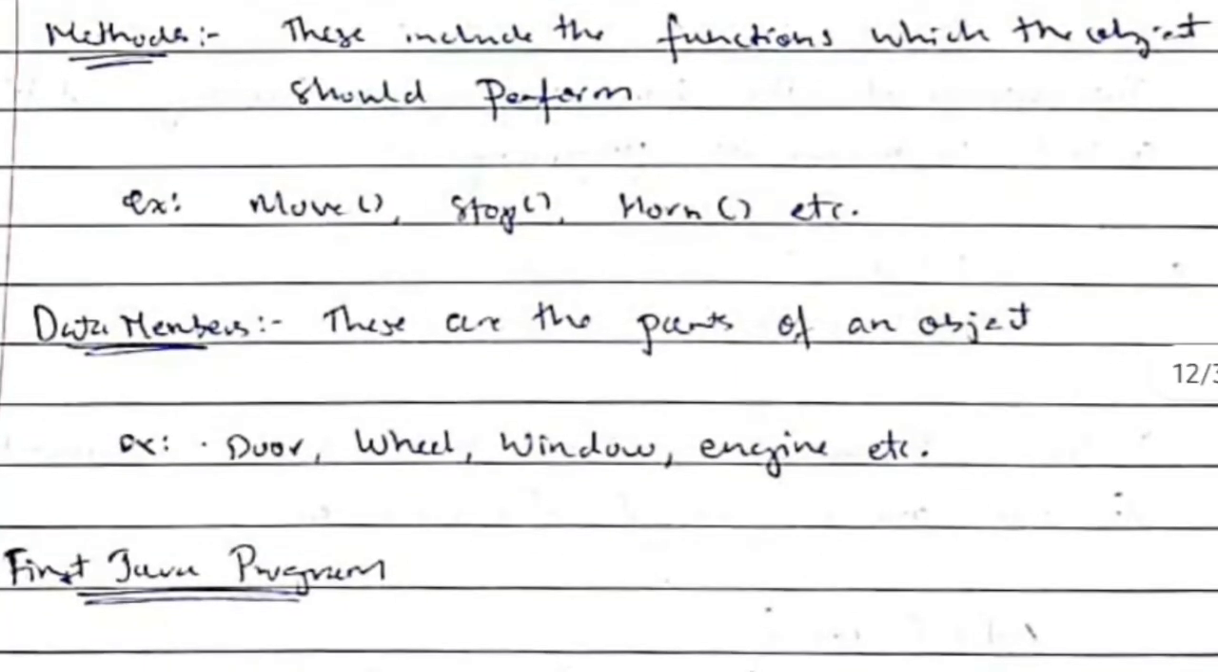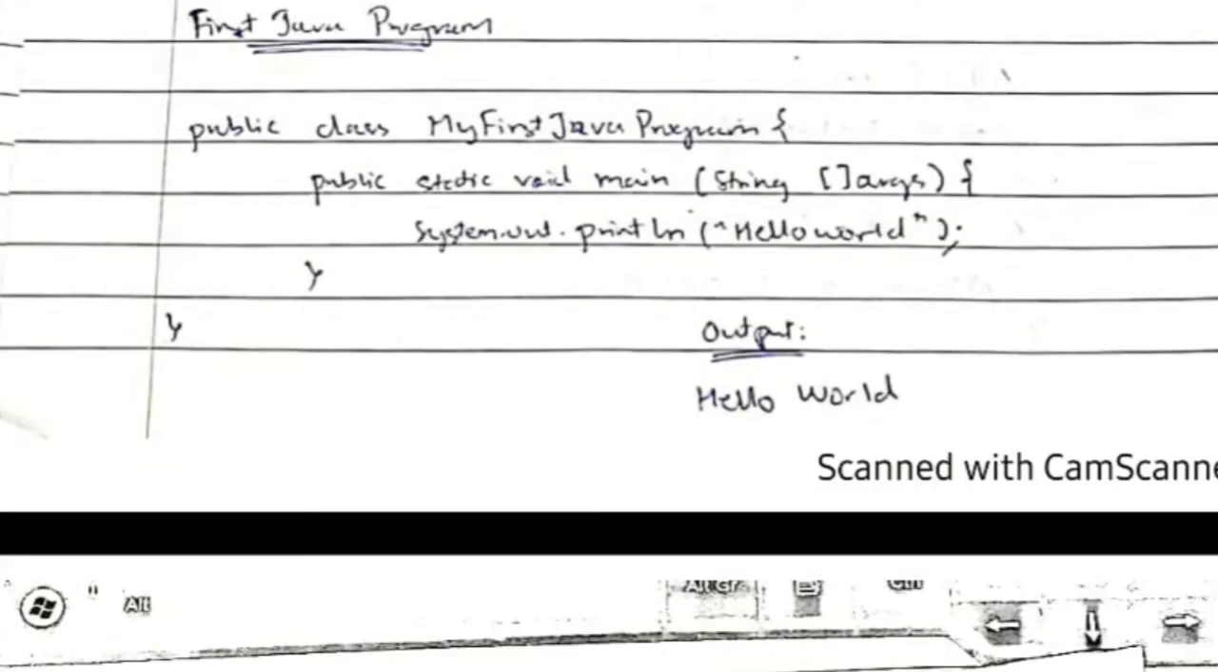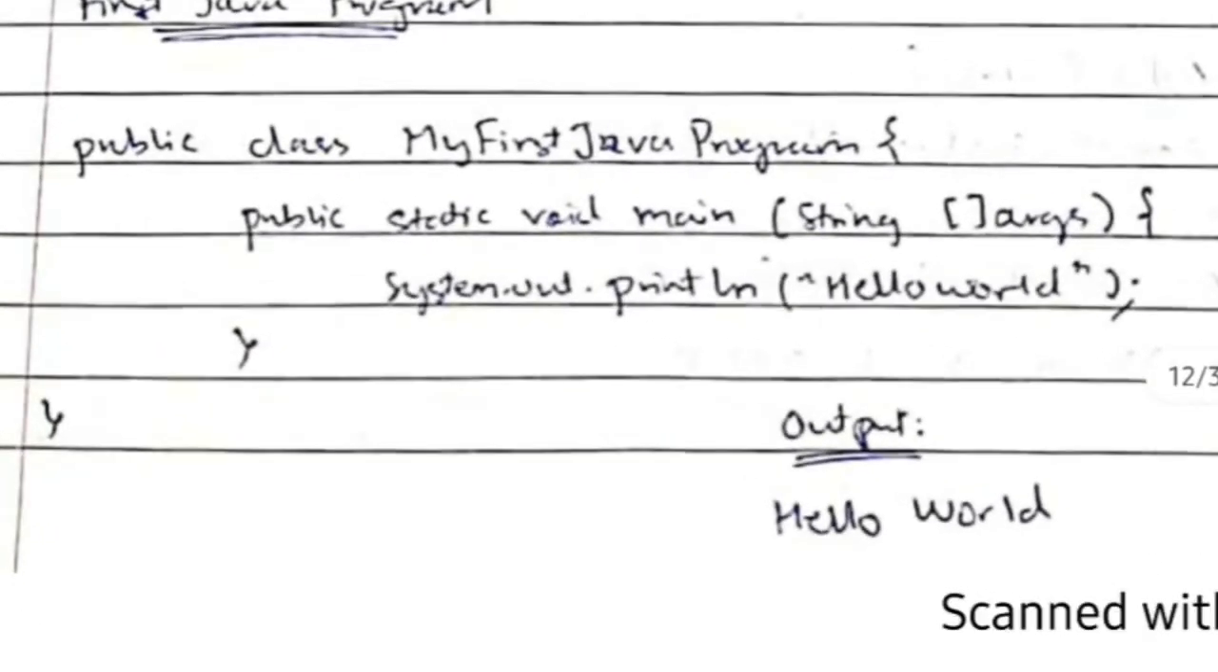Okay, so the object is made up of door, wheel and window, engine, etc. Those are the data members of the object. Okay, the first Java program. In this program you will have to create a class. See, in C and C++ we are not creating a class, we just write void main directly, right? But in Java we have to create a class for each and everything, even for the void main.